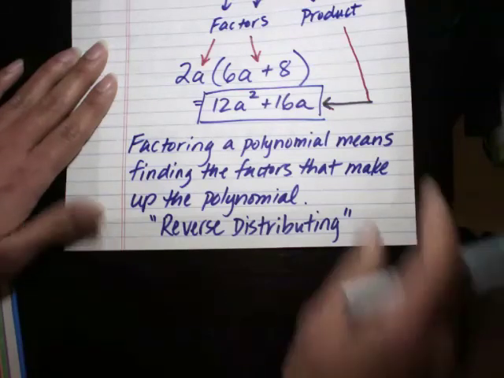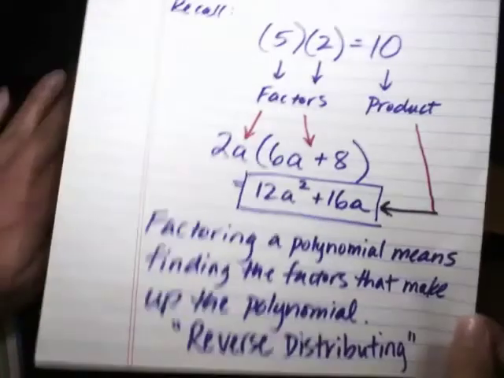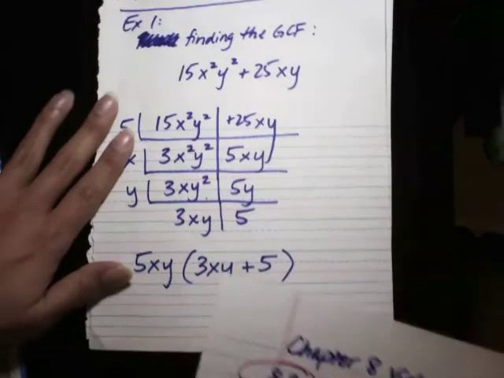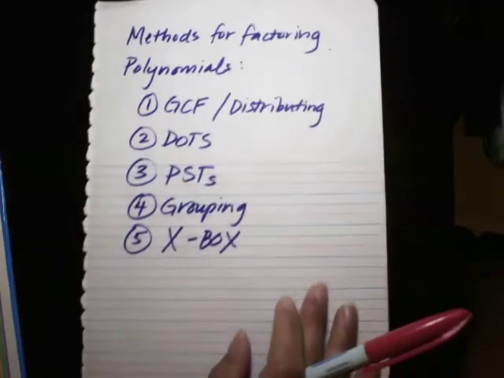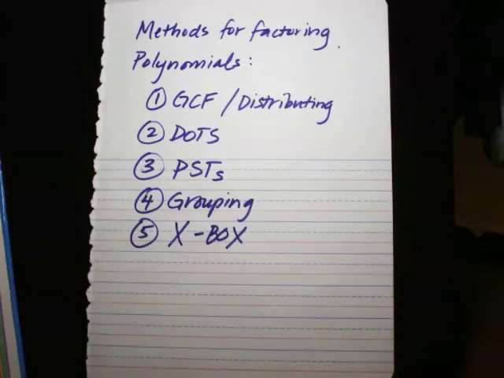Okay. There are a number of methods in order to factor. There are different ways you can go about it. You can use the GCF or distributing property, which is what we are going to talk about today. You can use what you know about dots. You can use PSTs, you can do grouping, or you can use a strategy called Xbox.